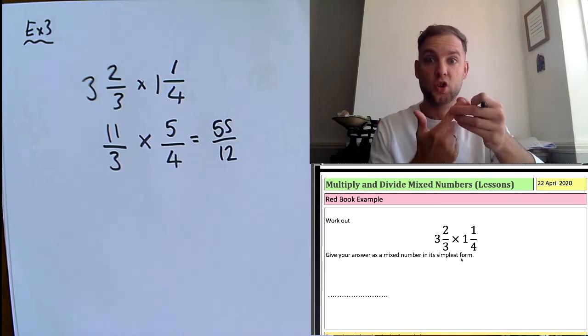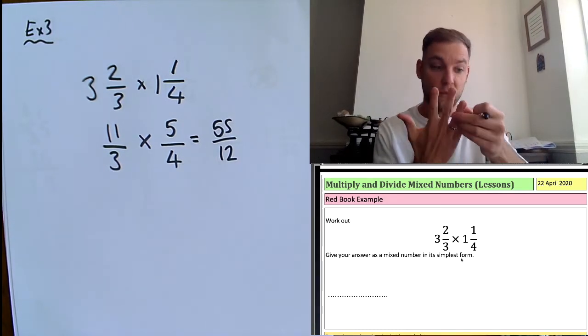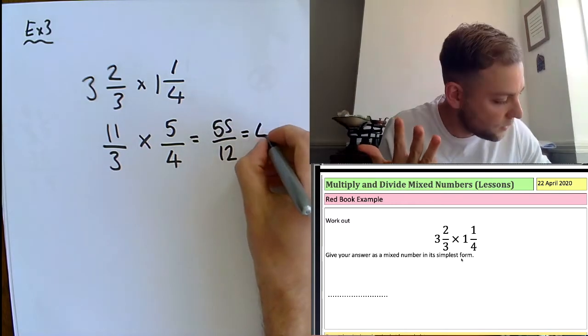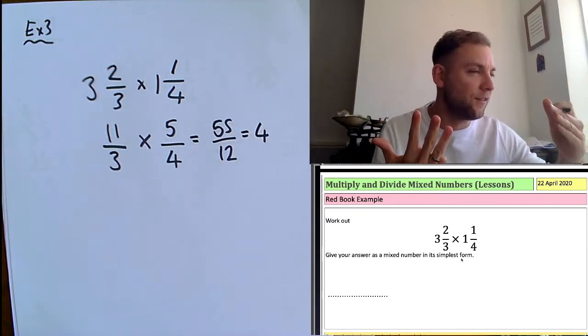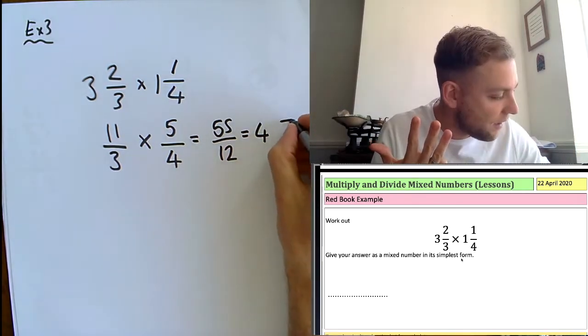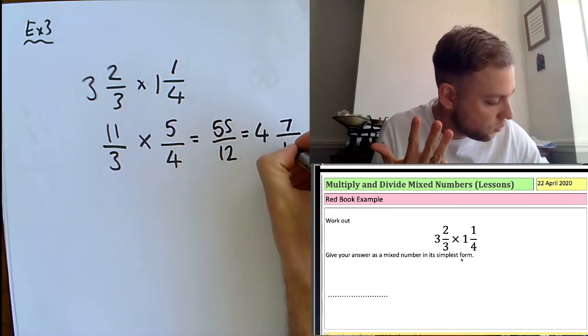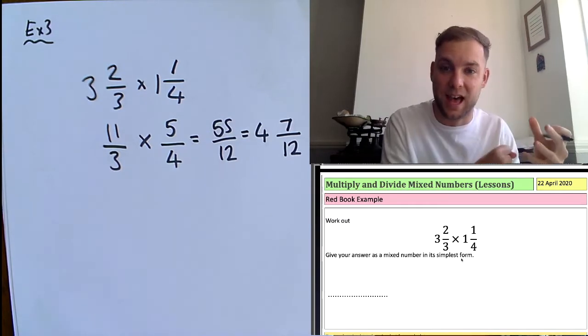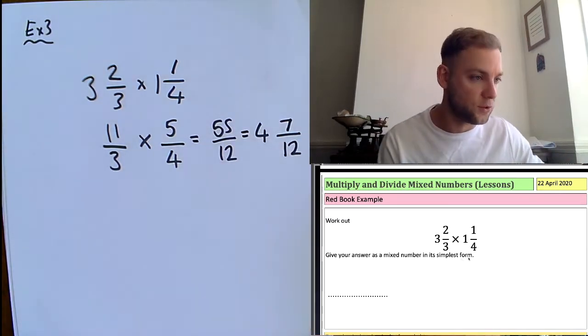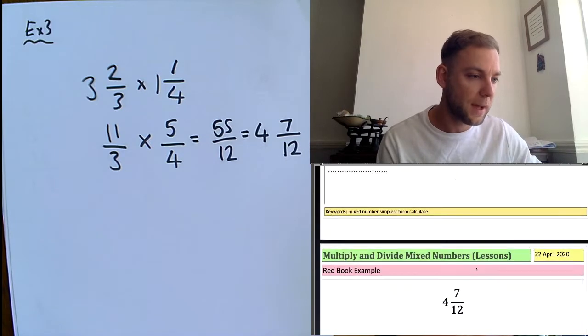So 12, 24, 36, 48. So it goes in 4 times. And how do you get from 48 to 55? Well, that's 7 over 12. How do I get from 48 to 55? There's 7 there. So it's going to be the 7 over 12. Let's just check that. Brilliant.